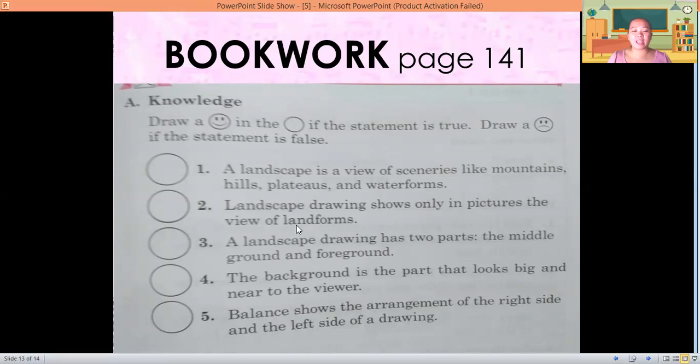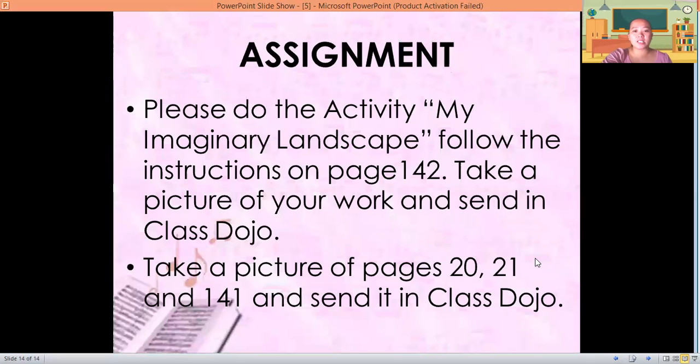Next, number 5. Balance shows the arrangement of the right side and the left side of a drawing. The balance shows the arrangement of the left and right side of your drawing. True or false? Okay, if you are not yet done answering this one, you can pause the video. But those who are finished, let's proceed to our assignment.